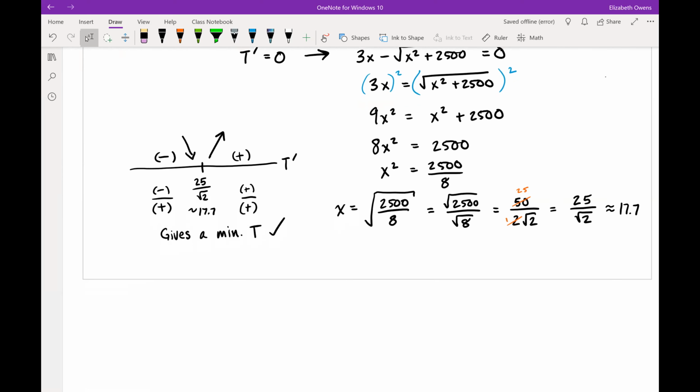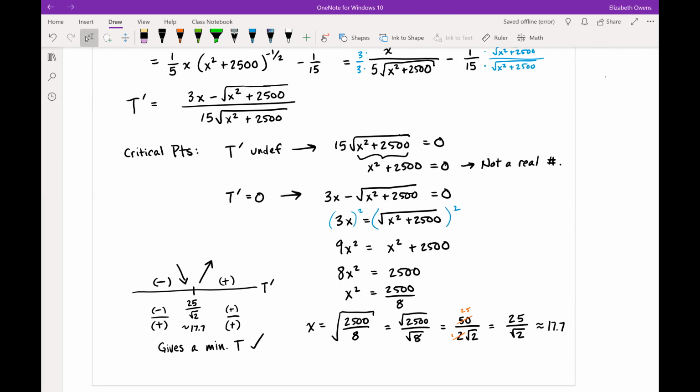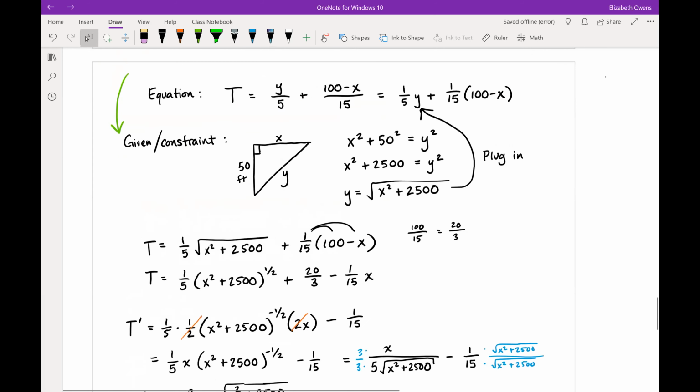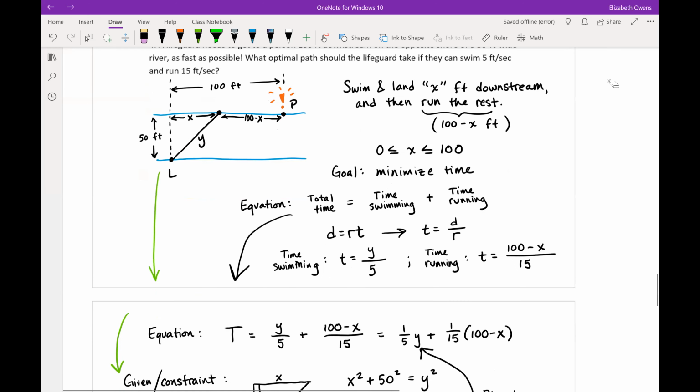One other thing you might want to do that we have not considered currently is checking the endpoints of our interval, since we did have some. Okay, we noted that X needed to be between 0 and 100, which our critical point 17.7 certainly is. But let's just verify that that time is actually faster than either of these other ones. So yeah, let's test total time.